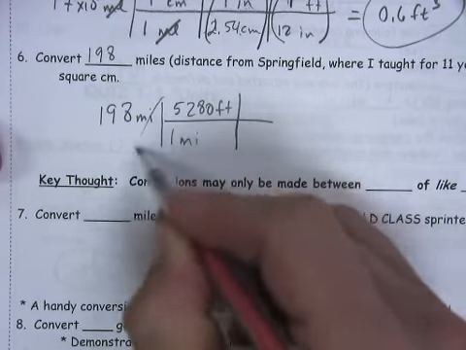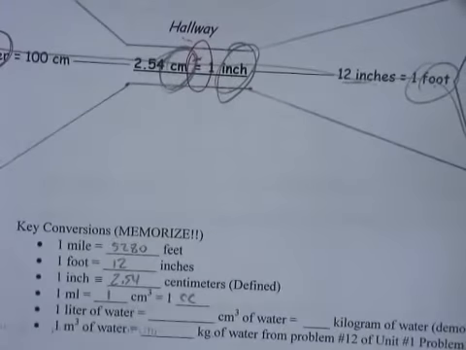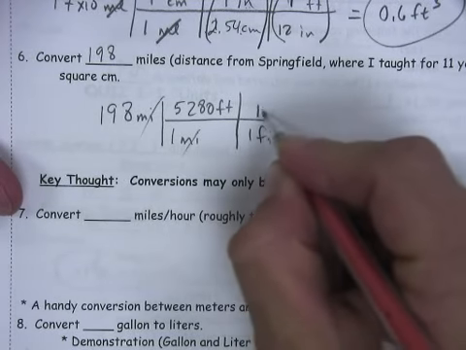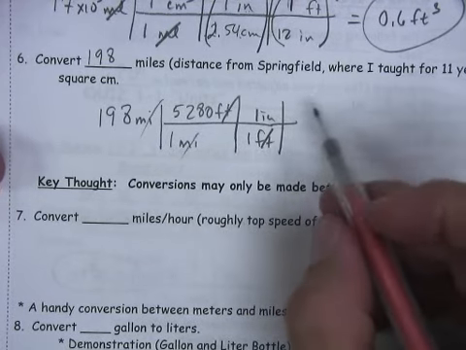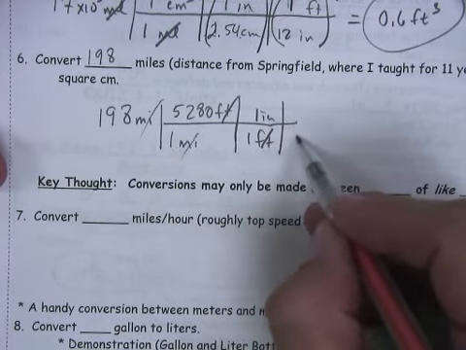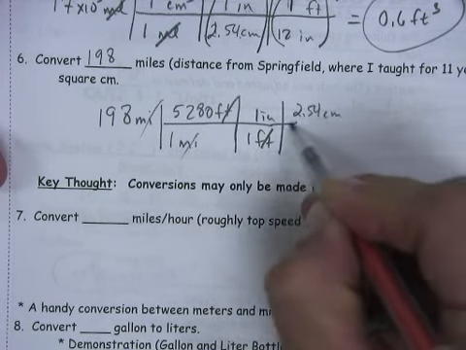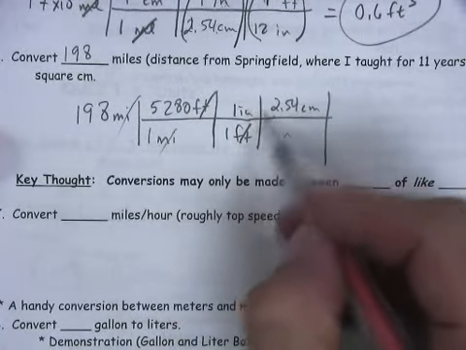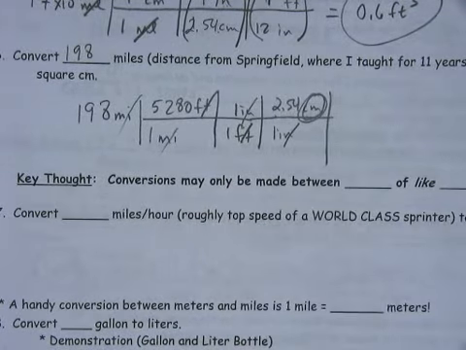Going a little bit quicker now, the miles cancel out. The next step is to go from feet to inches. 1 foot is 12 inches. Cancel those out. The last step is to go from inches to centimeters, and we know that 1 inch is 2.54 centimeters. And I'm hoping you know we got a problem. Notice that miles cancel out, feet cancel out, inches cancel out. What am I left with? Plain vanilla centimeters.